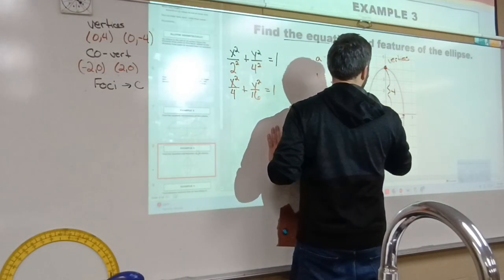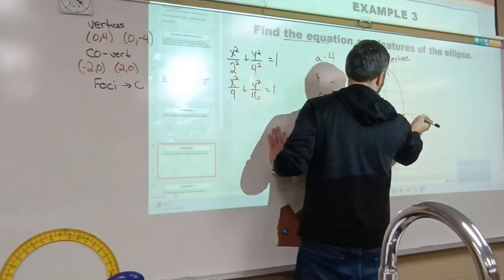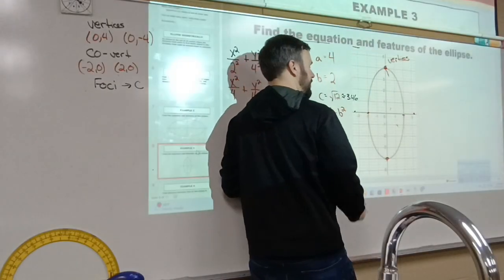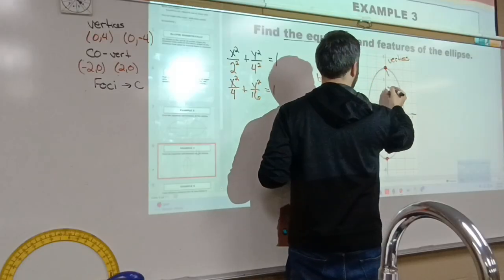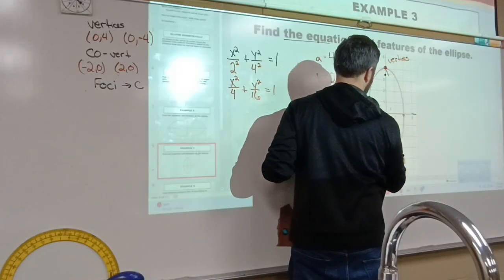So that means I go, and a good check, if I went to graph this and I went on the wrong axis, your foci would be outside of it, right? And that'd be goofy. That's not right. This makes more sense. It should be closer.